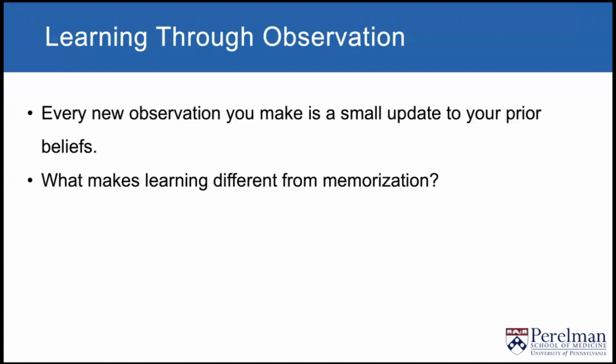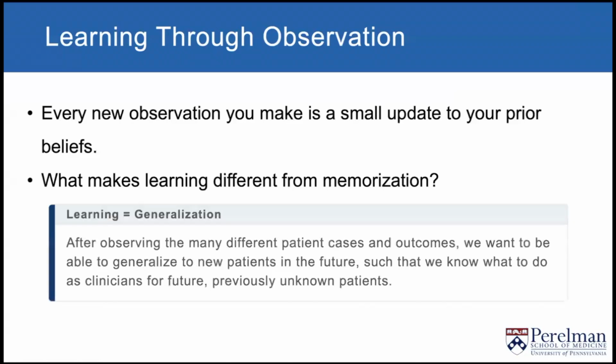So the next question that at least I ask myself is, what makes this process different from memorization, right? If I just look at a bunch of examples and I have perfect memory and I'm able to just memorize everything, what distinguishes that memorization process from learning? There are a lot of different answers to this question, but the main one that I want to focus on in this module at least is that learning basically equates to generalization. That's what it means to learn as opposed to memorize something, right?